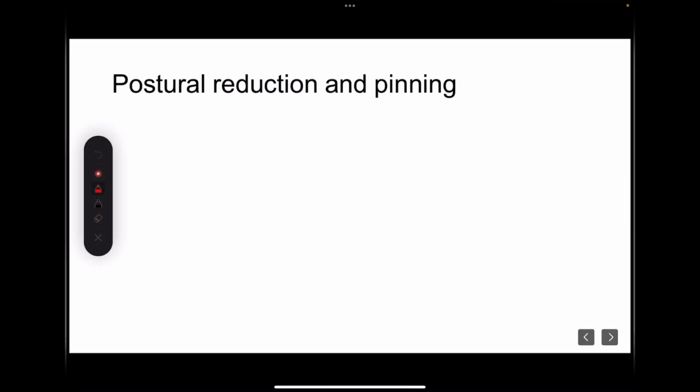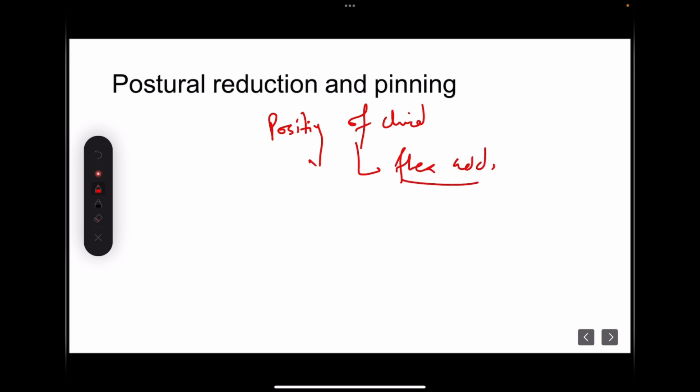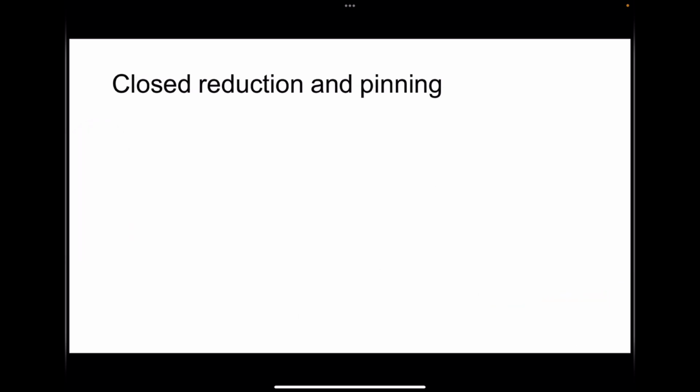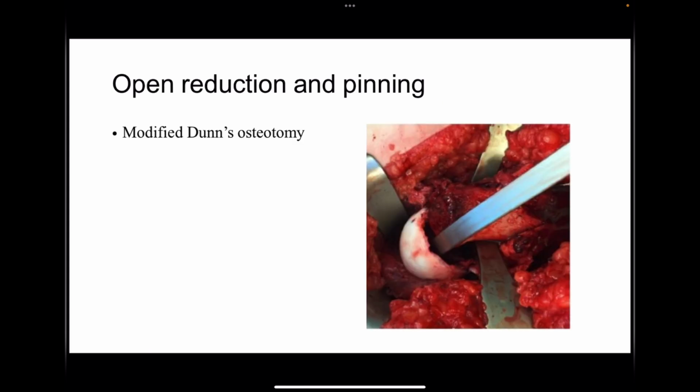Now comes the concept of postural reduction. With the positioning of the child, whenever we flex and adduct the limb, with that positioning itself, sometimes the SCFE reduces. Then we can pin it. This is also one modality. And this is the modality we should be employing most of the time because reduction by force is something which is not recommended at all because it increases chances of AVN. So closed reduction and pinning is not recommended most of the time.